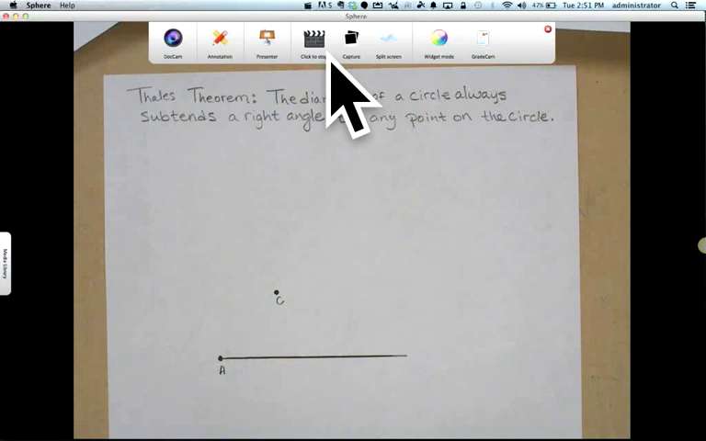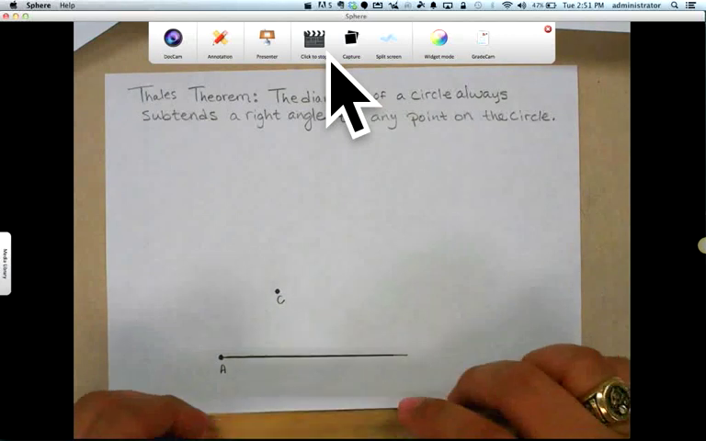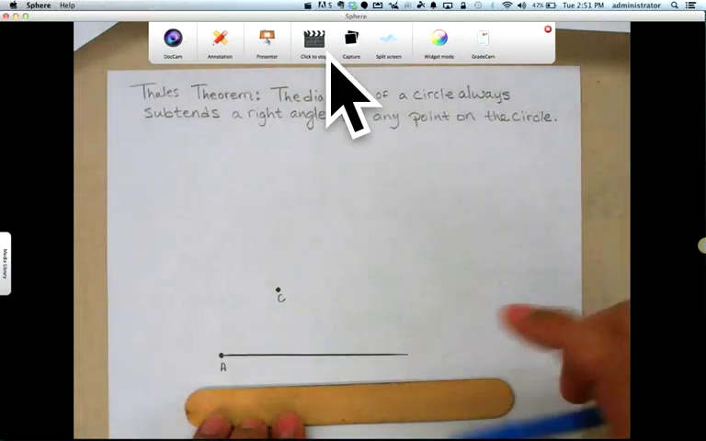And I've already laid something out here on the paper for us. But what we're going to do is use the Thales theorem. And what the Thales theorem says is that the diameter of a circle always subtends a right angle to any point on the circle.